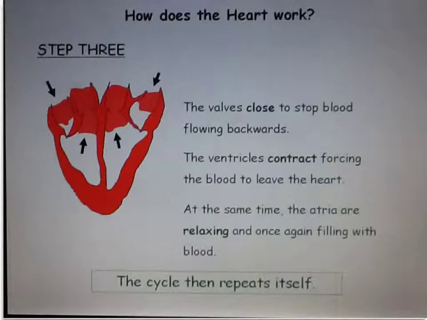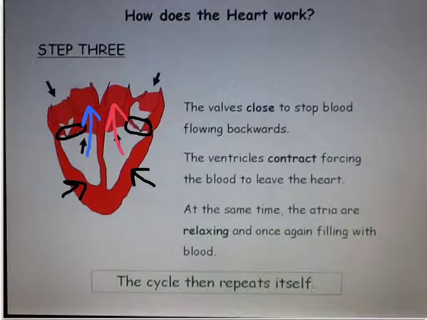Finally, a couple things happen. These little things called valves close. That prevents blood from moving back up into the atria. Then once those are closed, the ventricles are free to contract or push inward, which squeezes blood out through different arteries. While this is happening, the atria are now relaxed, not contracted, and can fill up with blood again, and the process can happen all over again.